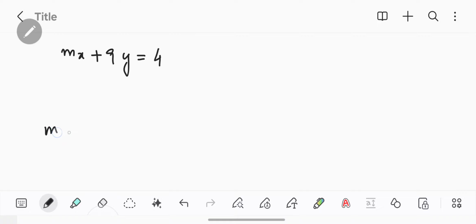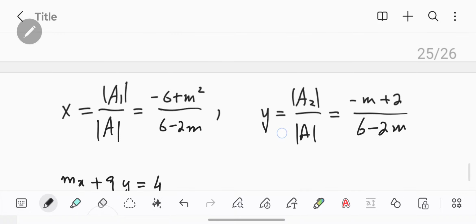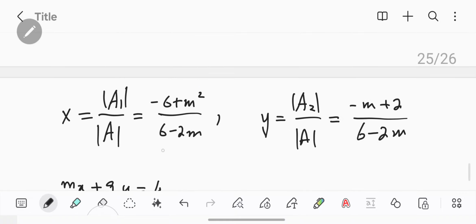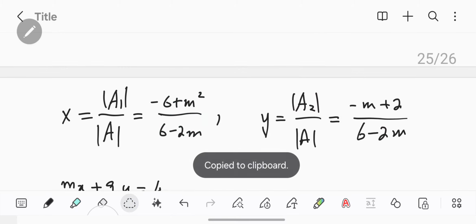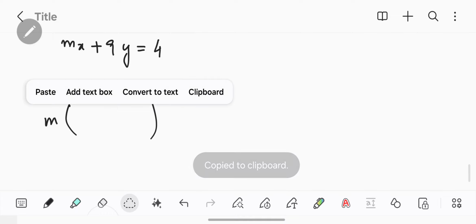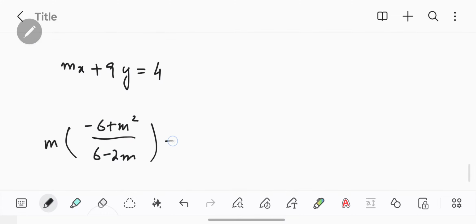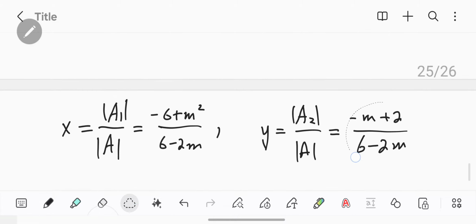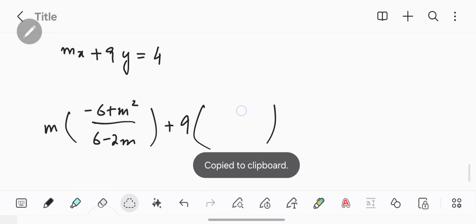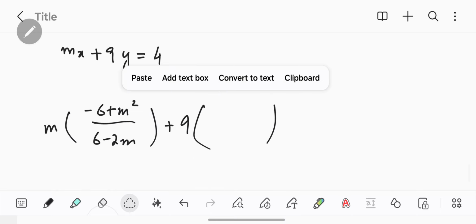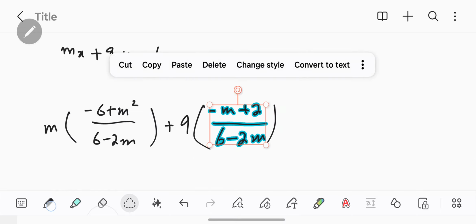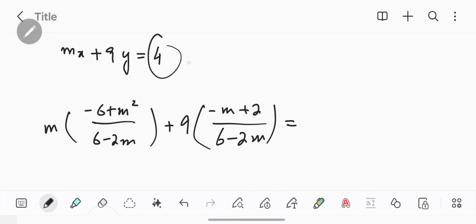So I will write m times x. The value of x is this thing, which is minus 6 plus m square over 6 minus 2m. So I will put its value. So m times x plus 9 times y. The value of y is this. So I will take the same value and put it in place of y in the last equation, and this is equal to 4. I will write here 4.